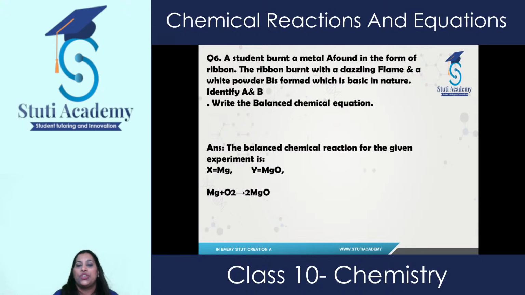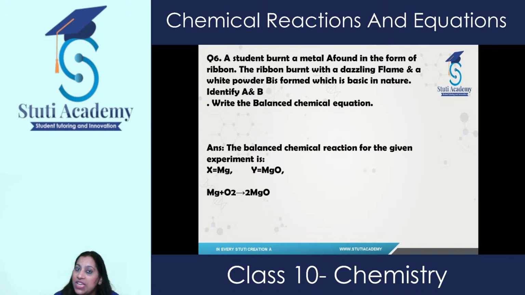And next question is, a student burned a metal A found in the form of ribbon. The ribbon burned with a dazzling flame and a white powder B is formed, which is basic in nature. Identify A and B. Write the balanced chemical equation.